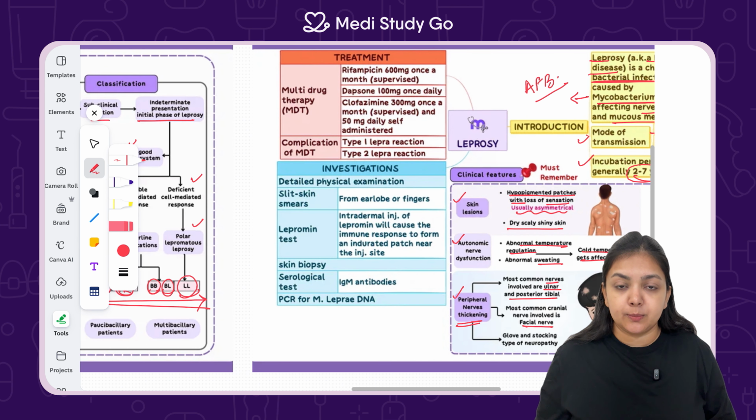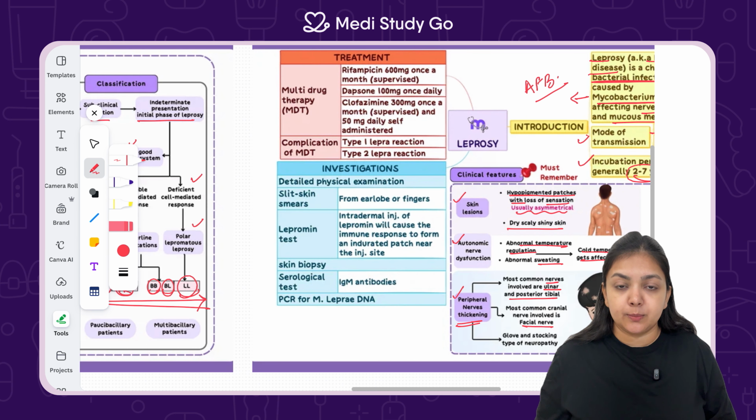Lepromin test is done, where an intradermal injection of lepromin is given. This lepromin is going to interact with the leprae cells and produce a patch-like lesion at the site of injection. So this gives a positive response. If lepromin is injected and no lesion is found, it means leprae cells are not present and lepromin cannot interact with them. Therefore, no lesion will be present.